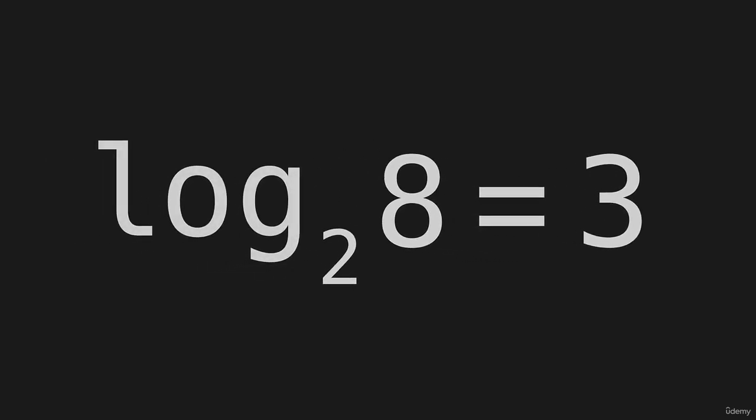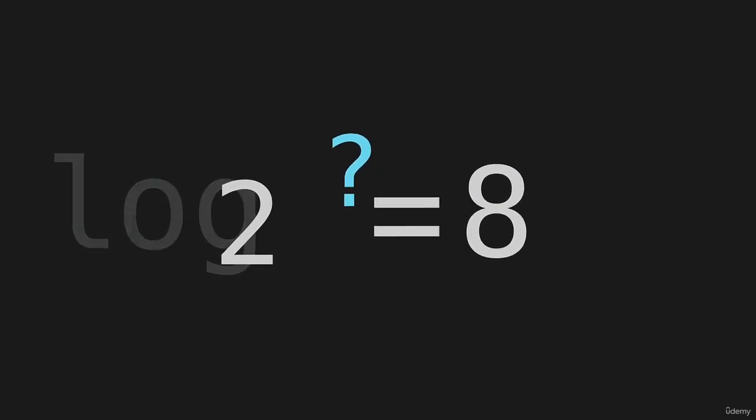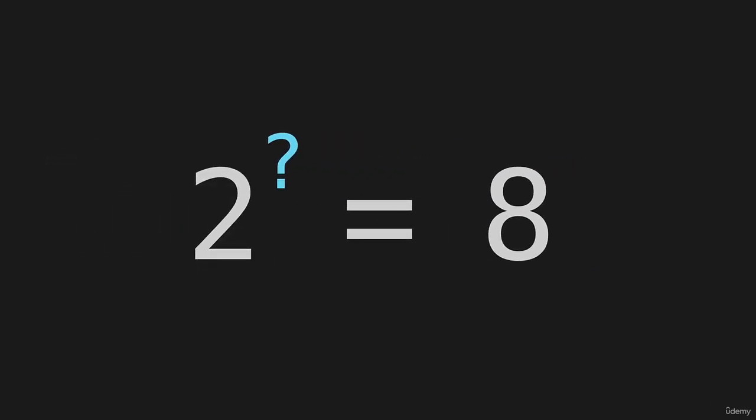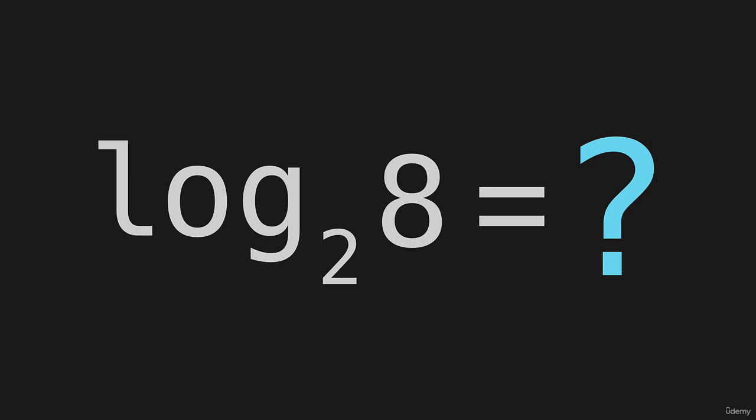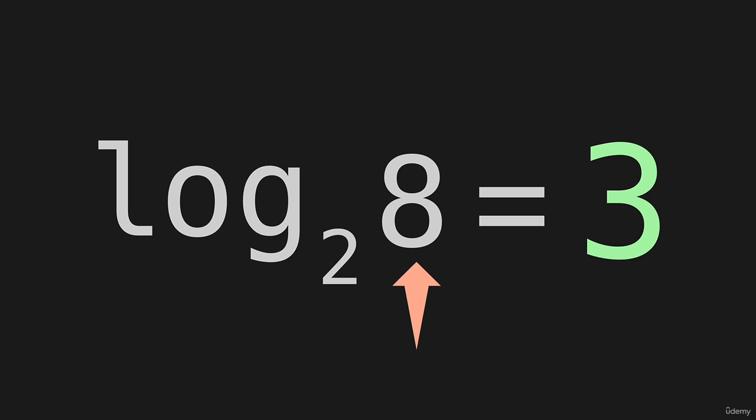So what you're basically saying is 2 to the what power equals 8. Well, it's 2 to the third power. Another way to look at this is how many times you have to take the number 8 and divide it by 2 to get down to one item. And that is 3 times.